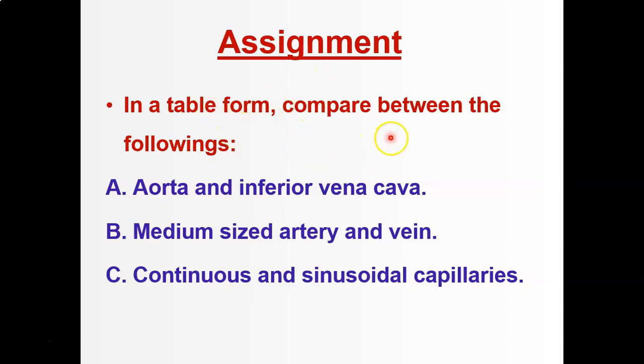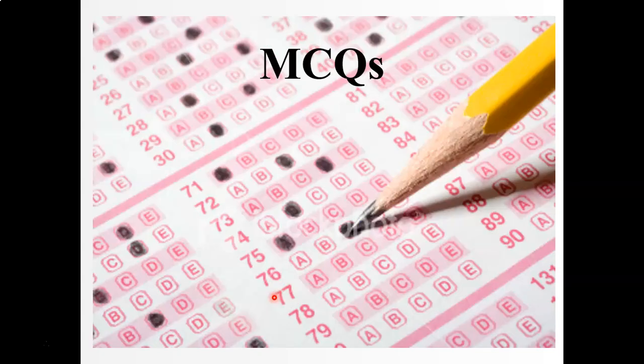Assignment: in table form, compare between the aorta and inferior vena cava, medium-sized artery and vein, and continuous and sinusoidal capillaries. I think this lecture can be summarized by some comparison. Let's have some activity here.